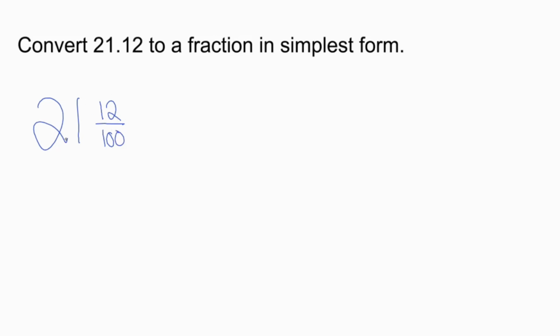Now, can't do anything with 21, but if you look at 12 hundredths, you'll realize I can simplify this fraction. Those are both even numbers, so let's divide the numerator and the denominator both by 2. That gives us a fraction of 12 divided by 2 is 6, 100 divided by 2 is 50. So with 21 living in front, we end up with 21 and 6 fiftieths.